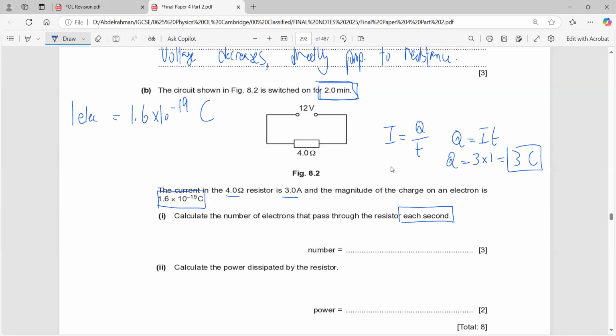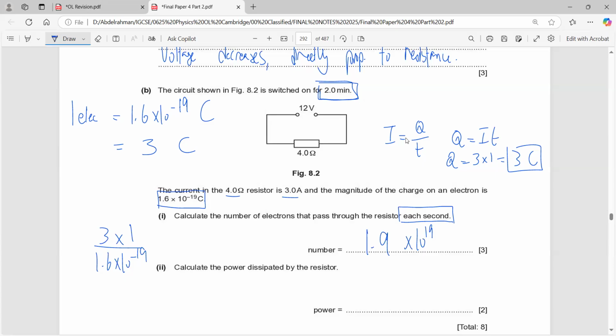Can I find the number of electrons? Yes, by direct proportion. If one electron is 1.6 times 10 to the negative 19 coulombs, what is the number of electrons if I have 3 coulombs? Cross multiply. So 3 times 1 divided by 1.6 times 10 to the negative 19, which would give you around 1.9 times 10 to the power of 19 electrons. It's a simple cross multiplication.